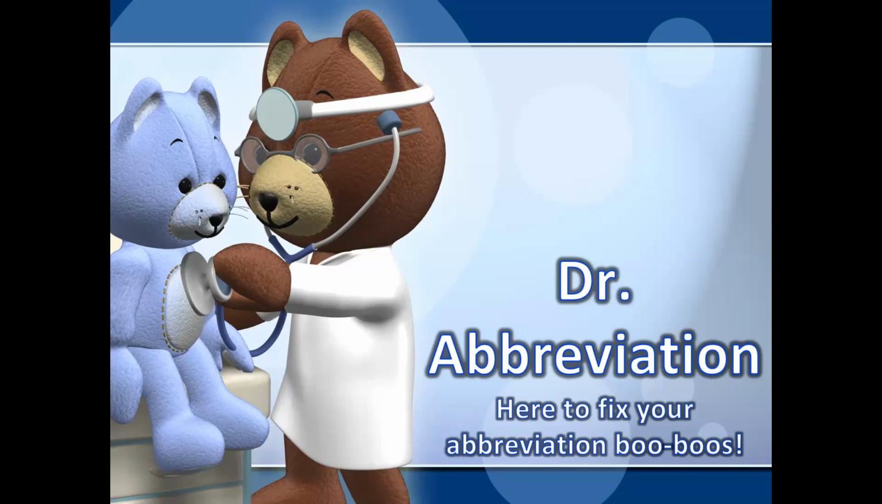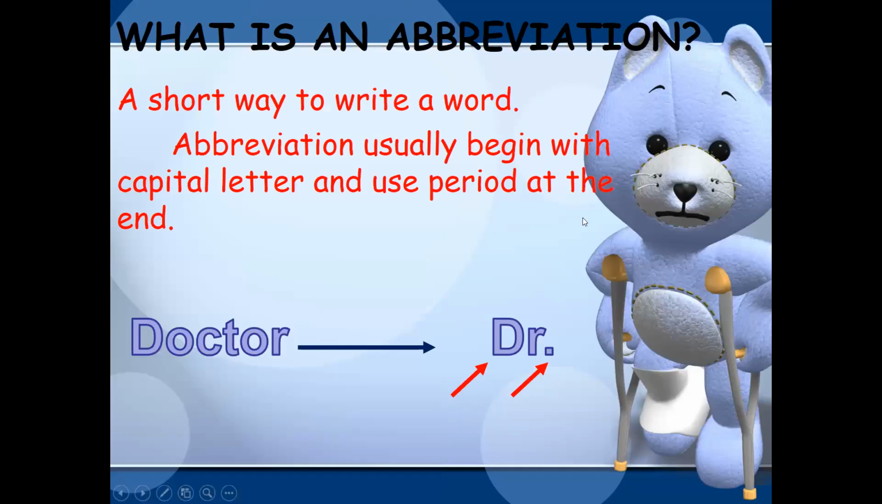What is abbreviation? Abbreviation is the short way of writing a word. Abbreviation usually begins with a capital letter and uses a period at the end. So this is the way. Doctor, Dr. and a period at the end. The D is always capital. So what is abbreviation? Once again, it's a short way to write a word.